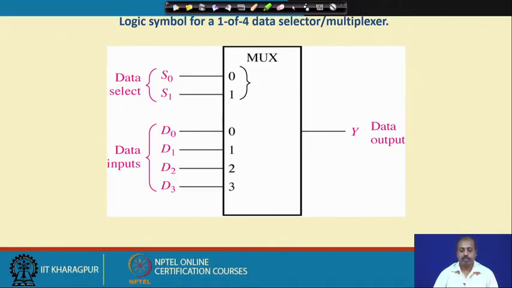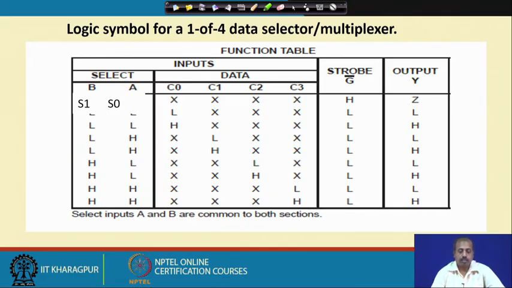Normally the data inputs are marked as D0, D1, D2, D3, or we write down the corresponding decimal values according to the weight. The select inputs are normally written as S0, S1, and there also we tell which one is LSB and which one is MSB by putting that 0 and 1 numbering. So this is the logic symbol for a 4:1 one-of-4 data selector or 4:1 multiplexer.